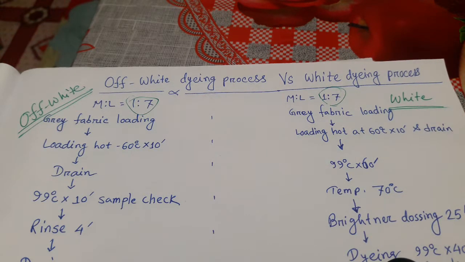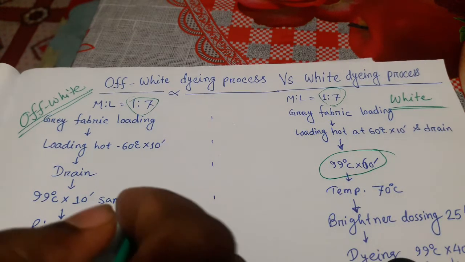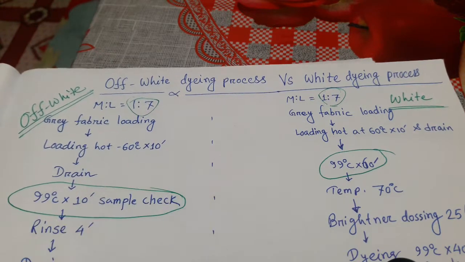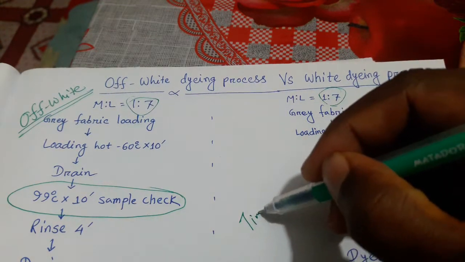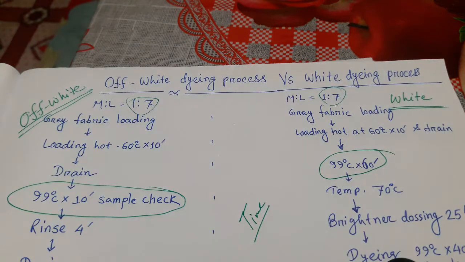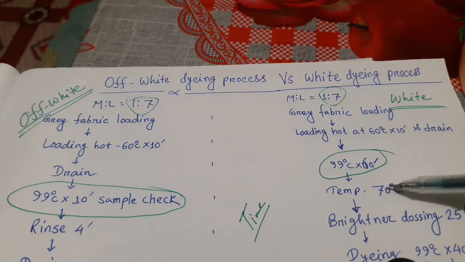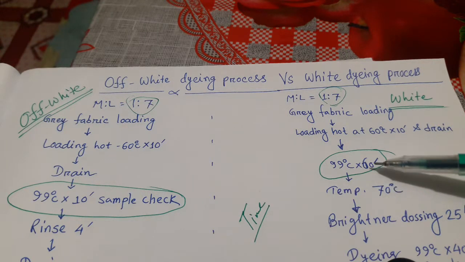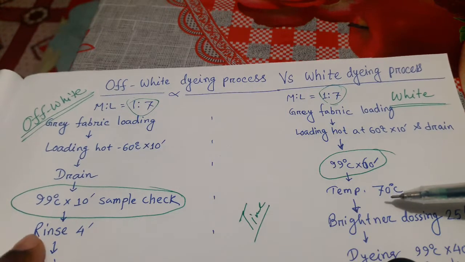Here is the difference. This is white and this is off-white. This is the difference, the time difference. Then rinsing. Here we are using a temperature of 70 degrees centigrade at cooling temperature, but here we are draining.